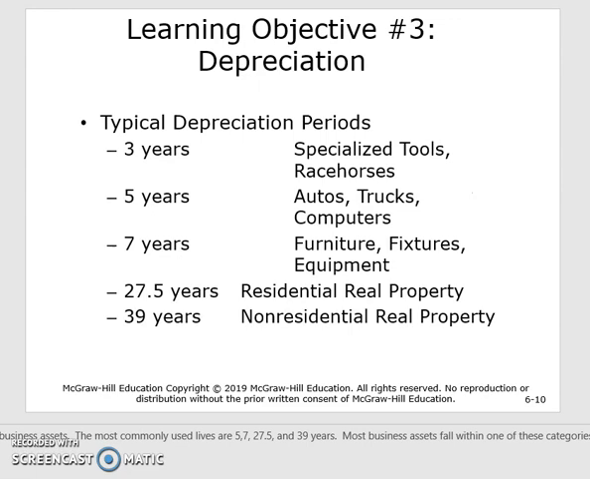The typical depreciation periods are 3 years, 5 years, 7 years, 27.5 years for residential real estate property, and 39 for non-residential real estate property. For this course, you'll need to mostly know the 5, 7, 27.5, and 39 year.